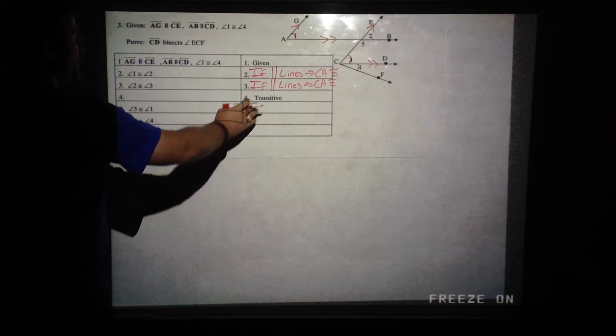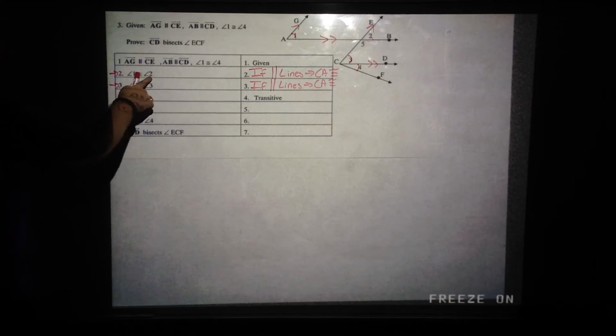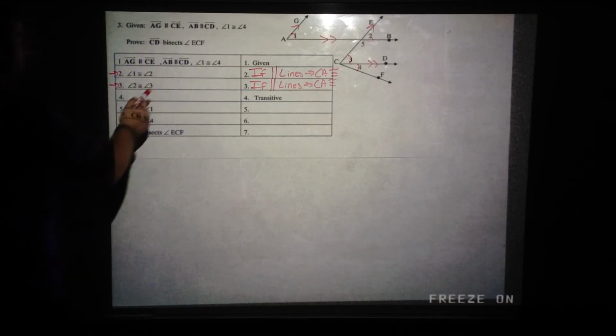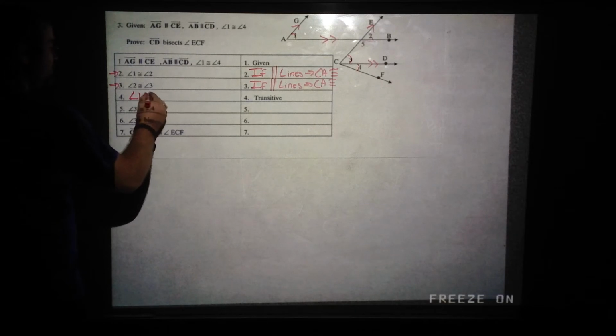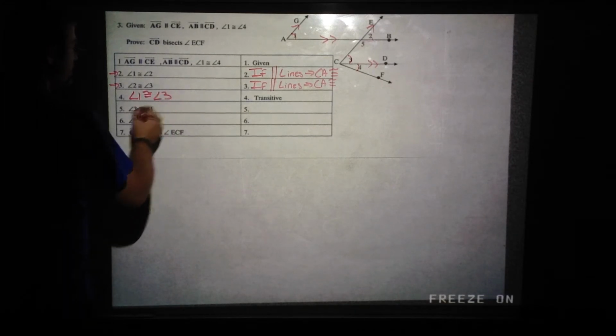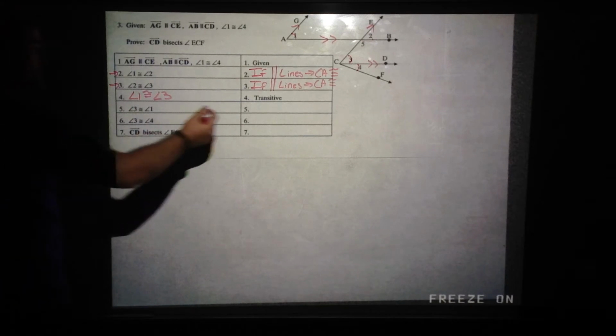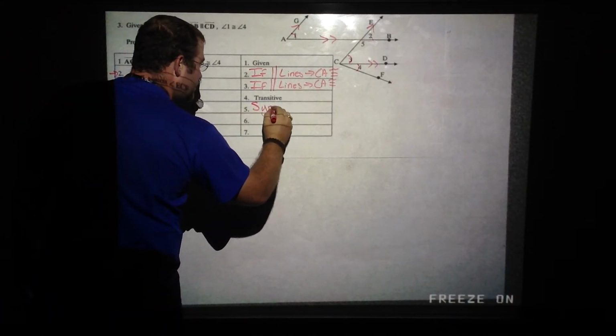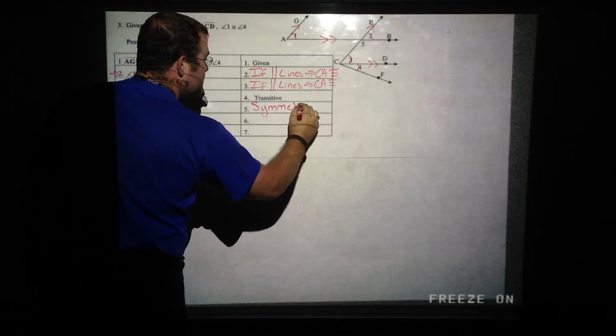Now they give us our reason and want us to find our statement. We have our transitive property here. So if we look back at step 2 and step 3, we notice that angle 1 is congruent to angle 2, angle 2 is congruent to angle 3. Therefore, angle 1 must be congruent to angle 3. It has to be in that order in order for you to use the transitive property. Now if we look at step 5, we notice that between step 4 and step 5, all we did was switch angle 1 and angle 3. Therefore, if we go to our list, we can use symmetric property.